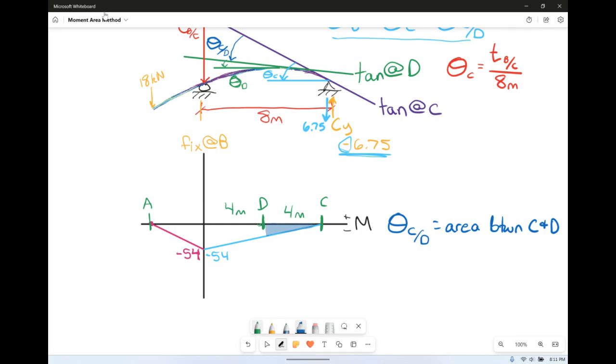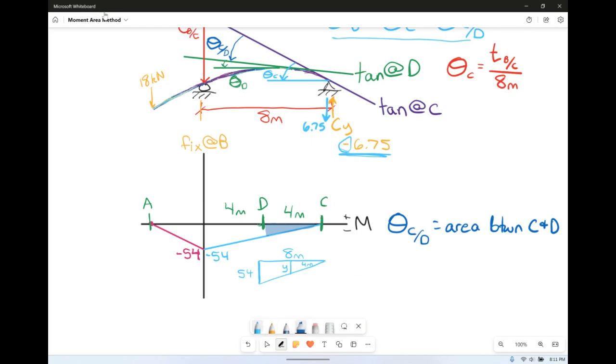So we're going to use some similar triangles here. And we've got a distance of 8 meters and a height of 54. And we're going to go a distance of 4 meters, and I want to find height y. So 54 over 8 is equal to y over 4. So that's going to be 1/2 of 54. So y is equal to, I didn't do the math, but anyway, it's 1/2 of 54.